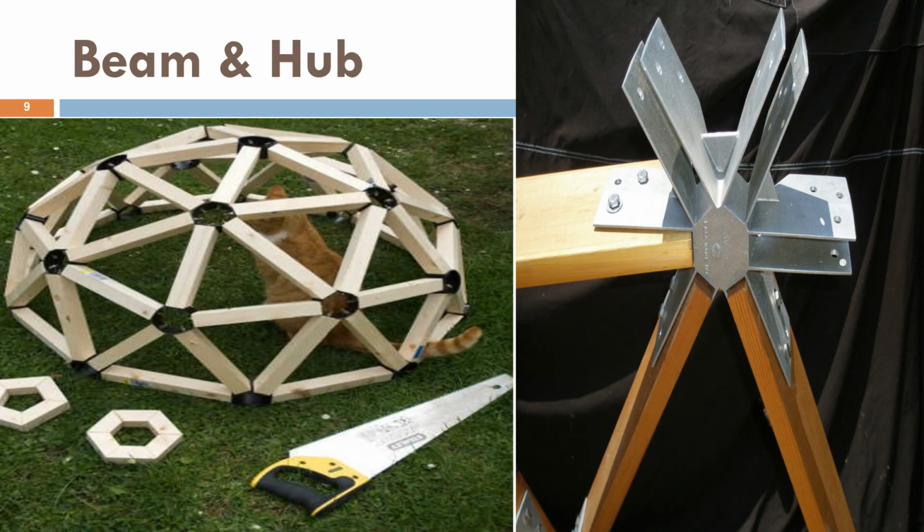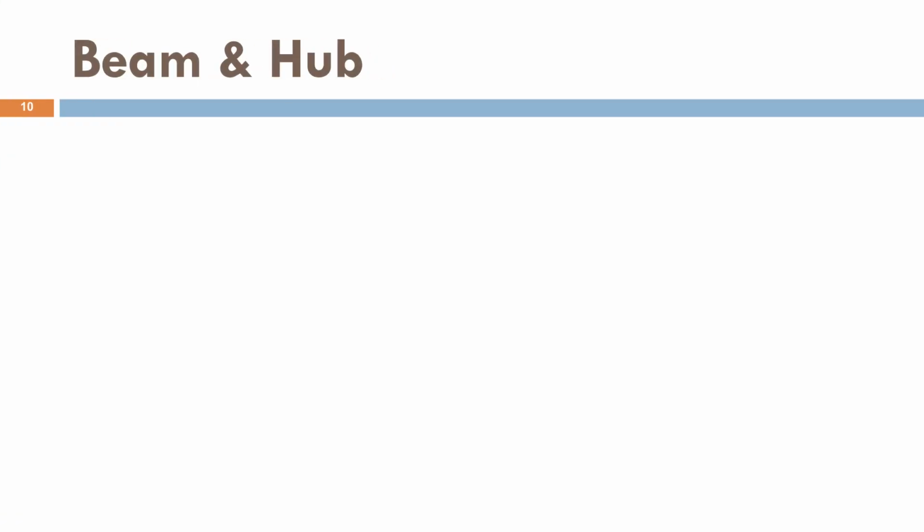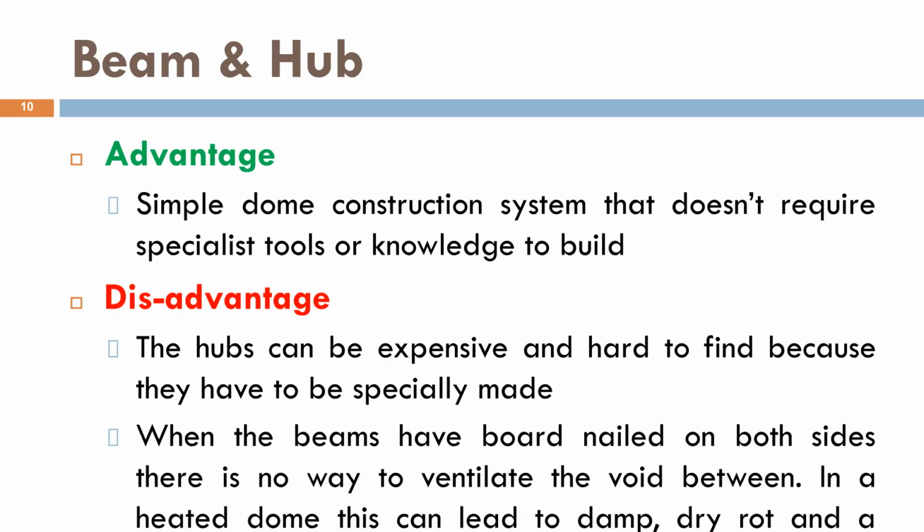The beam and hub method utilizes wooden beams connected by specialized hubs to form the dome's framework. The beam and hub method uses beams connected through specially manufactured hubs. One major advantage is that it does not require specialized tools or advanced construction knowledge. However, the hubs are expensive and not easily available because they must be specially fabricated. Another limitation is poor ventilation when boards are fixed on both sides of the beams, which may cause moisture, dampness, or dry rot in enclosed spaces.